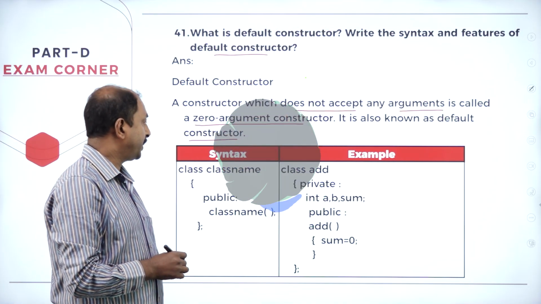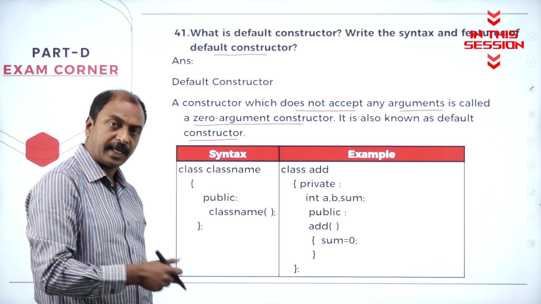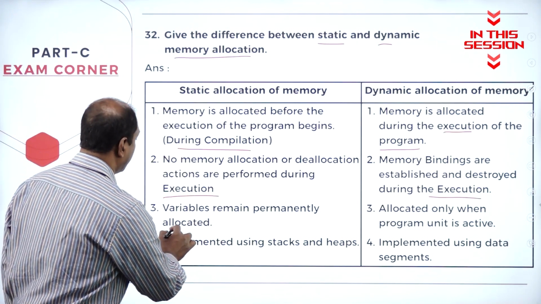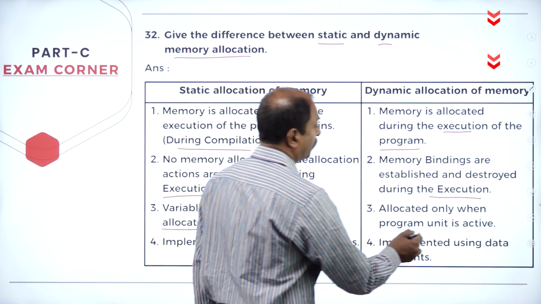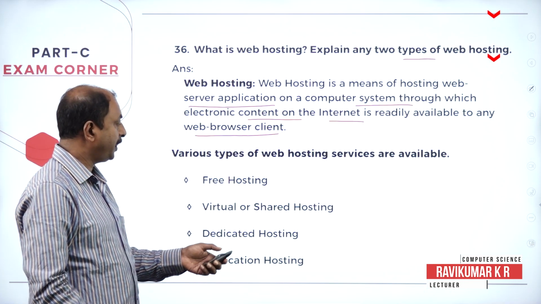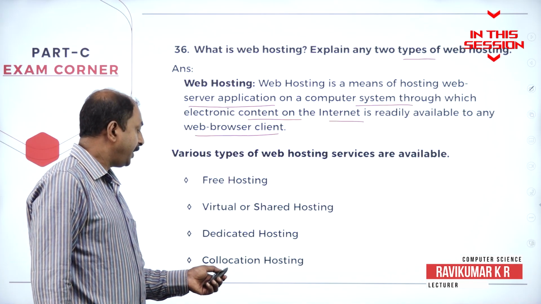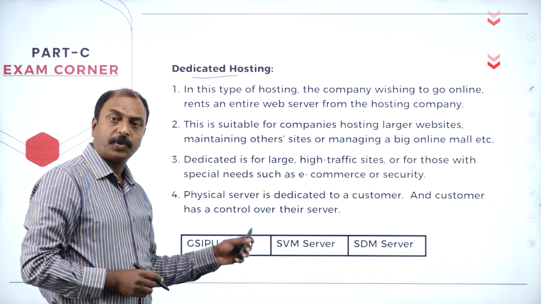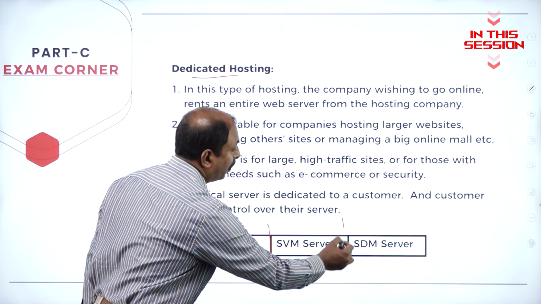We know what is a constructor. Constructor is the one which has the same name as that of class here. Variables remain permanently allocated, and here allocated only when the program unit is active. 4 types of web hosting: free hosting, virtual or shared hosting, dedicated hosting, and co-location hosting. The web hosting company which provides a separate dedicated server to individual organization.